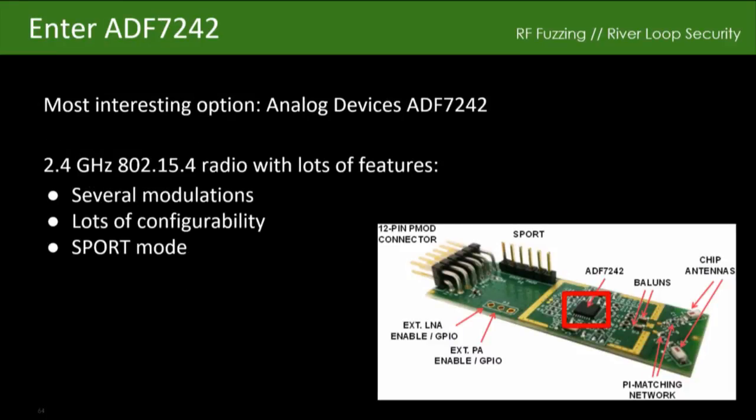That led me to the ADF7242, which is a really interesting chip made by Analog Devices. It's a 2.4 gigahertz transceiver that supports a whole bunch of modulations, including 802.15.4. It also does arbitrary FSK, and I think does Bluetooth and Bluetooth Low Energy too. It's a super, super powerful radio. However, the most interesting feature, in my opinion, is sport mode.